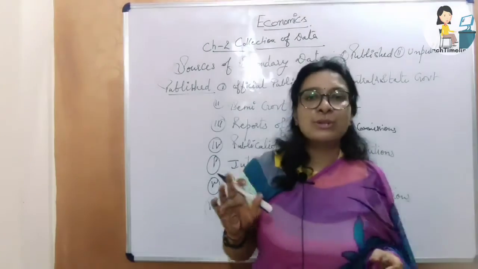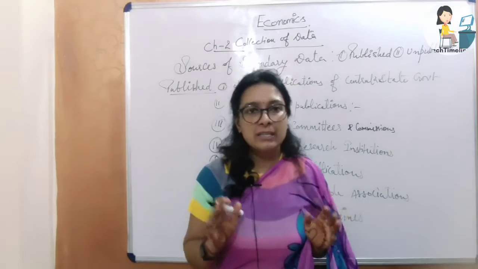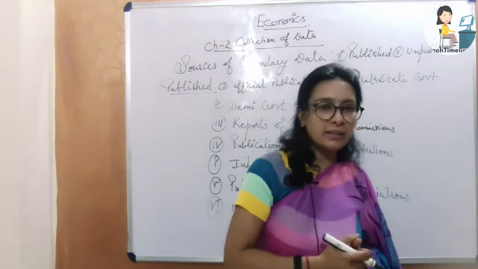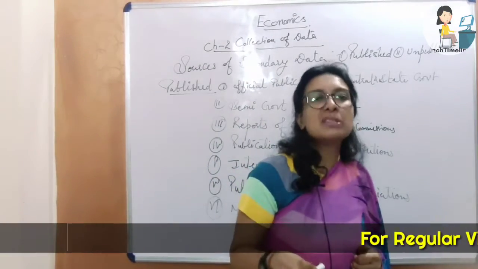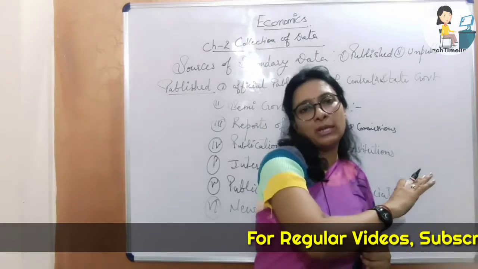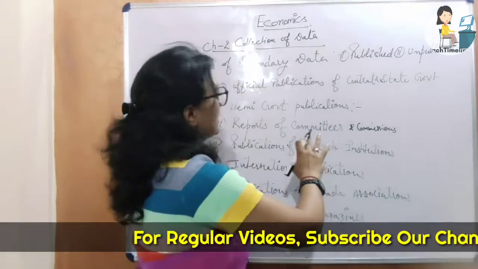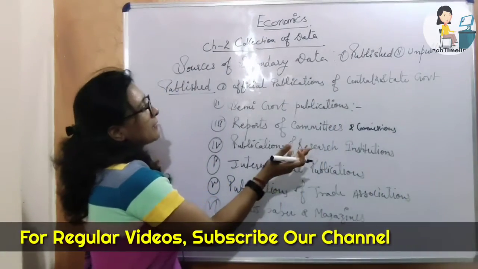Now, the sources of secondary data. How to collect the secondary data? The primary data can be collected in 5 ways. Here the secondary data will also get collected. We will utilize them, but how can we get this information?